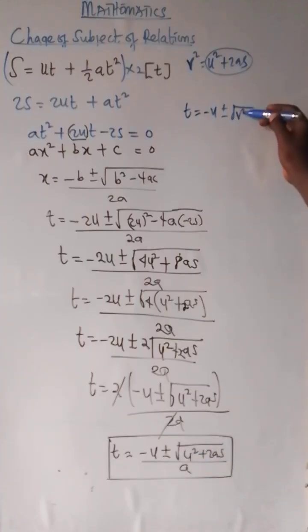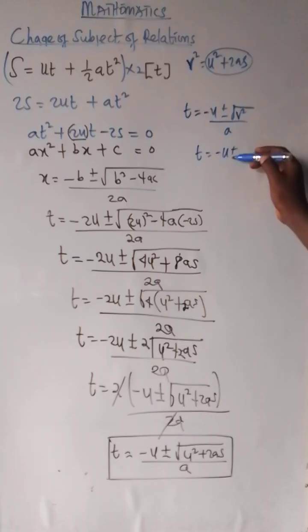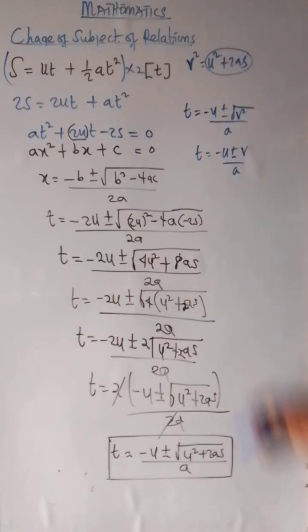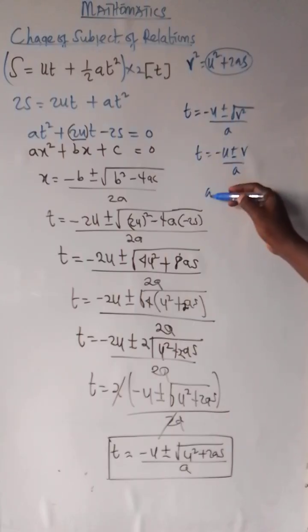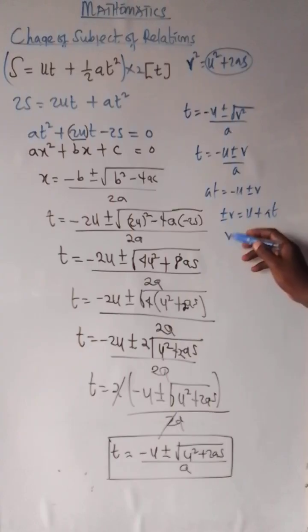So t equals minus u plus or minus the square root of v squared over a. The square root of v squared is v, over a. So let's multiply: from here it means at equals minus u plus or minus v. So from here plus v becomes u plus at. So we take the positive value: v equals u plus at. Is it familiar? Yes, an equation of motion.